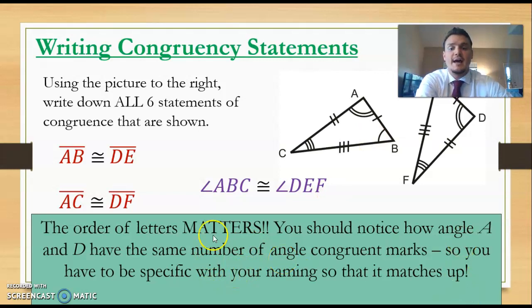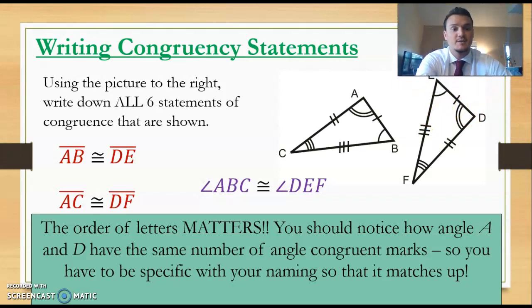You should notice how angle A and angle D both have 2 arc marks. So that means you have to be specific with your naming so that it all matches up. So like E and B should go together. E is this middle letter here, so B has to be the middle letter. If A has 2 arc marks, that has to match up with D. So if A is first, D has to be first, and so on.